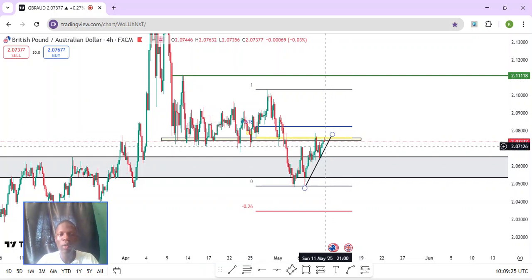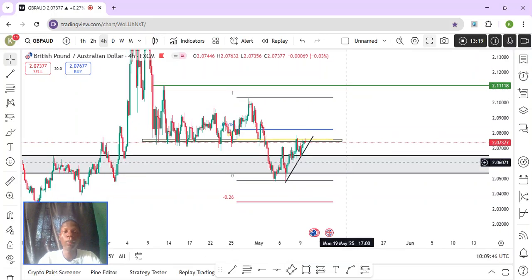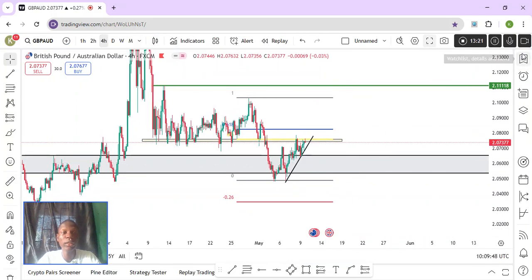The only reason why you should be entering this trade is if the counter trend line should break. But if the counter trend line should not break, please do not take this trade. Just wait. You have to be patient. That's when patience comes in trading. You have to be very, very patient. So this is the analysis on GBPAUD.